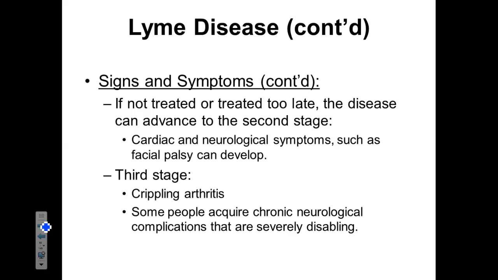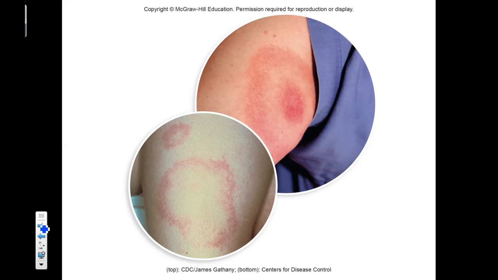If not treated, or if it's treated too late after infection, this disease can oftentimes advance to the second stage. The second stage is much more profound and will cause cardiac and neurological symptoms, occasionally leading to facial palsies. And then there's the third stage. This third stage of the disease can lead to crippling arthritis in the patients and will oftentimes cause chronic neurological complications that are quite disabling to the patients. If treated early with antibiotics, there's a high success rate of recovery, but if it makes it to the second or third stage, the success rate of treatment diminishes drastically.